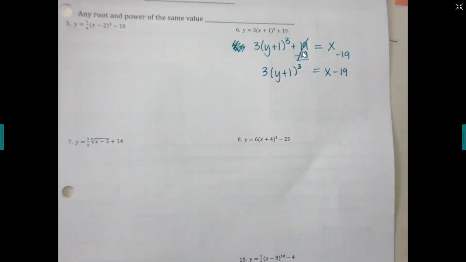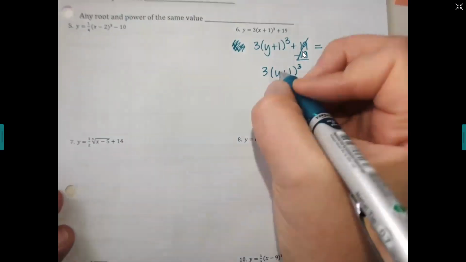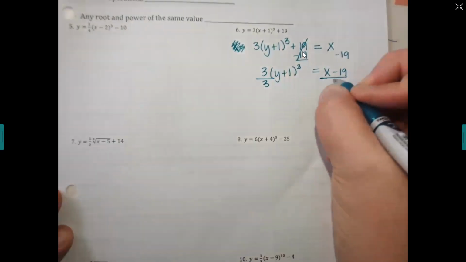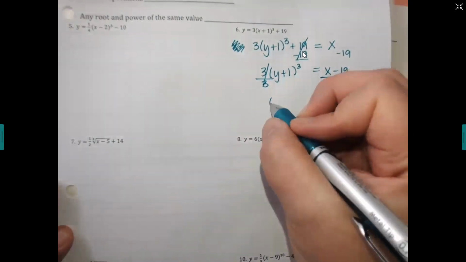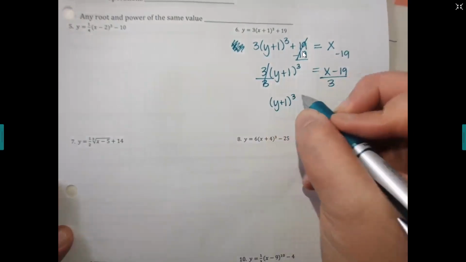The 3 is correct. Now, we're getting rid of the big 3 in the front. So if it's a times 3 in the front, how do I undo that? Very good. And remember, when you divide by 3, it's everybody divide by 3. So I have y plus 1 cubed equals.